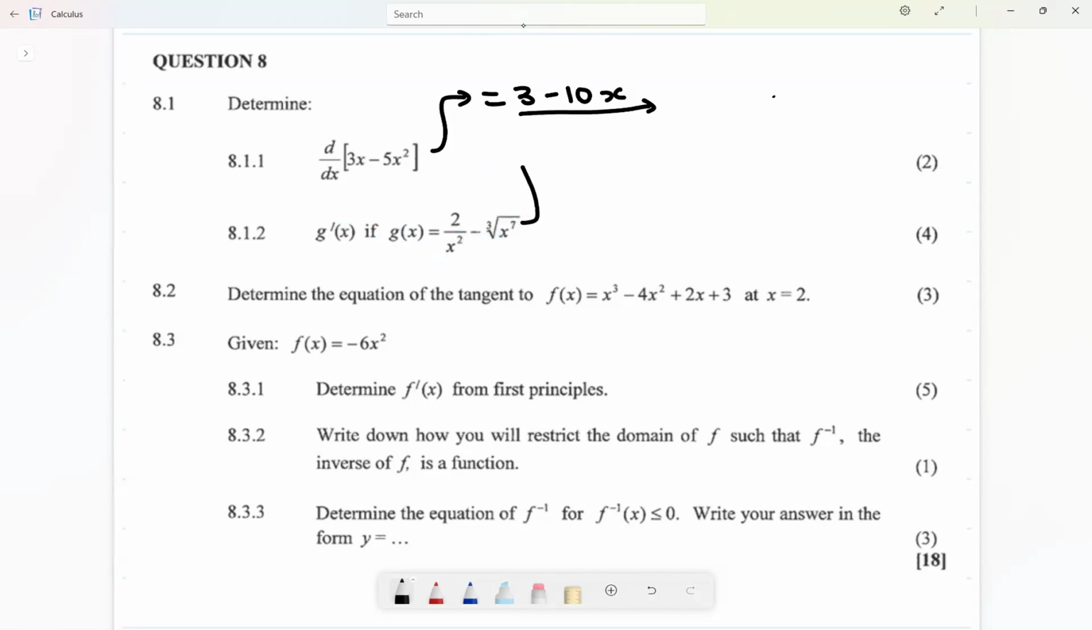So what should I do? The first thing I should do is fix g of x before I can derive. How can I fix g of x? I take this x squared and take it to the top. When I take it to the top, the x squared is going to be x to the power of negative 2, minus, and then how can I move the cube root of x to the power of 7 out of the cube root like that?